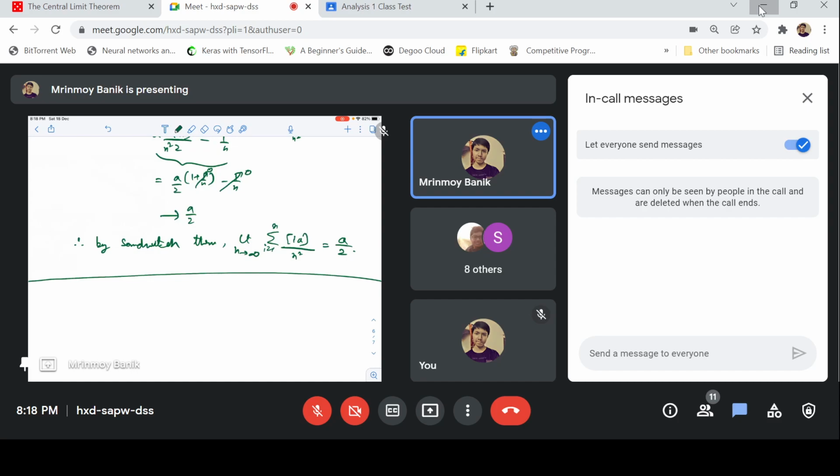So for each n, we will define a sequence as follows. For each n in the natural numbers, there exists epsilon, right?